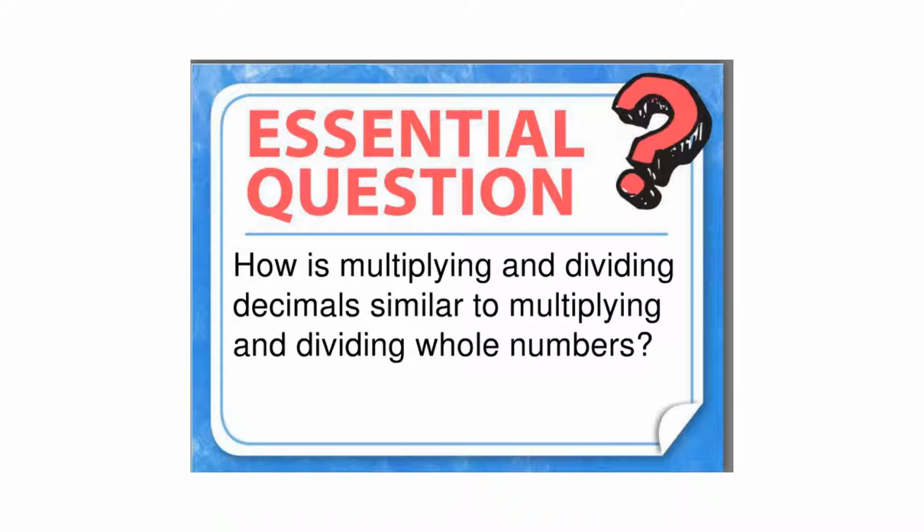So yesterday we talked about our essential question, and I explained what that meant, so we're going to read it again. How is multiplying and dividing decimals similar to multiplying and dividing whole numbers? So I told you yesterday that when we're multiplying and dividing decimals, it's actually the same as multiplying and dividing whole numbers. The difference is you just have to find where you're going to put the decimal point.